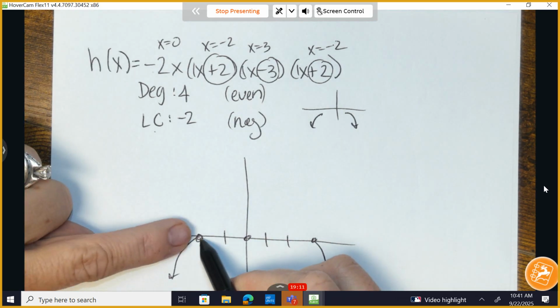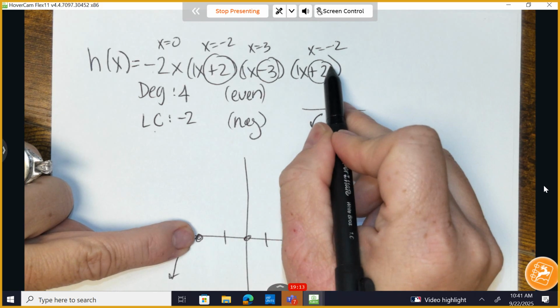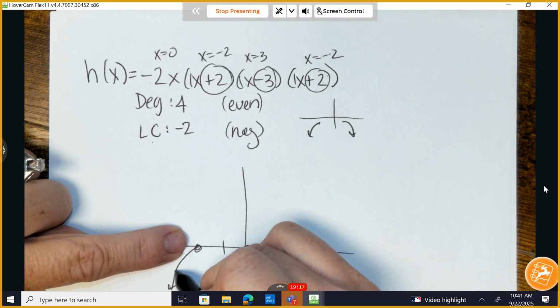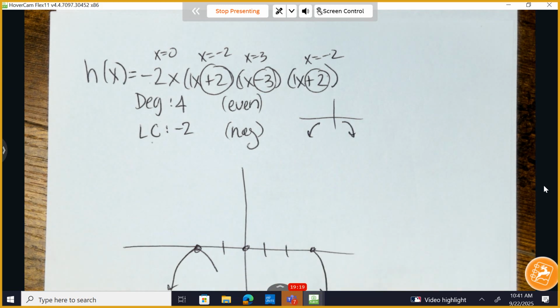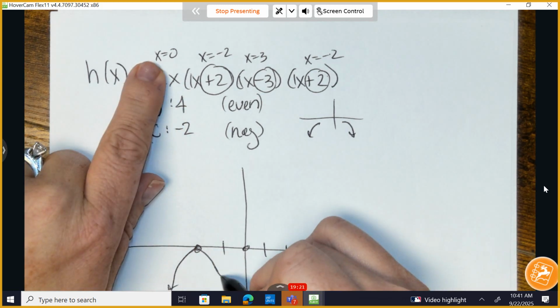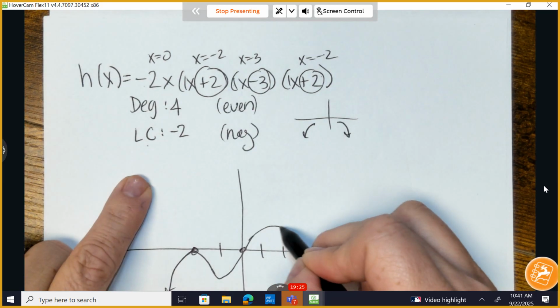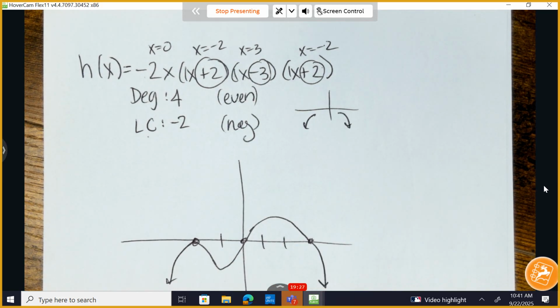Okay, now I've got to think about this. At -2, what do I have, kiddos? I have a duplicate answer, so it has to bounce off. So it comes the same way it came. But at 0, there's a singleton answer, so it cuts through. And at 3, there's a singleton answer, so it cuts through. Done.